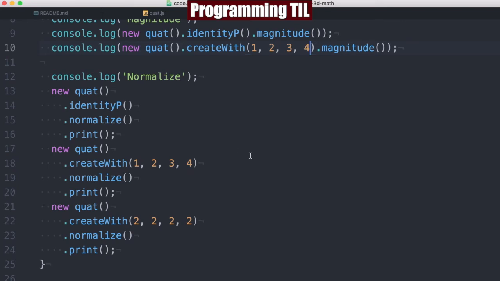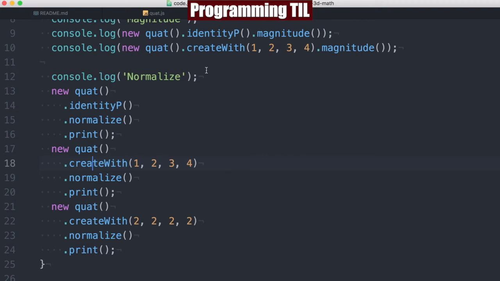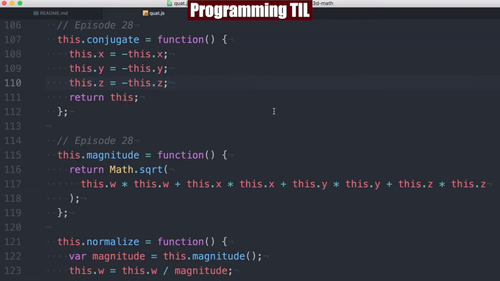Finally, normalization. We didn't actually talk about this in previous episodes at all, but it basically deals with normalizing a quaternion, and so we're going to take the formula for the magnitude to calculate that, just like you would when you're normalizing a vector or anything else like that. So we have a few different normalizations here, just so you can see what each of these would be, and you can see their corresponding outputs here. And it's pretty simple as far as the code is concerned.